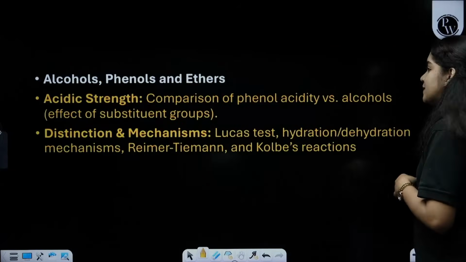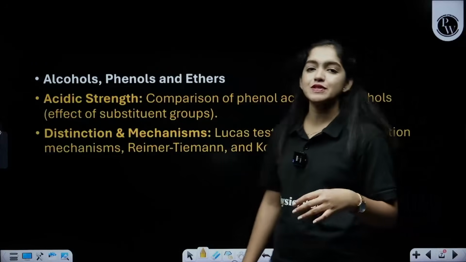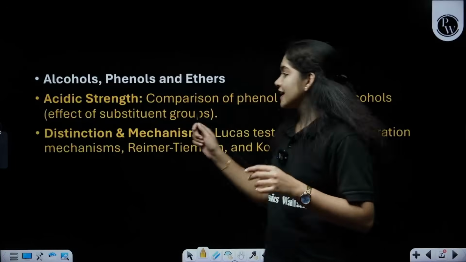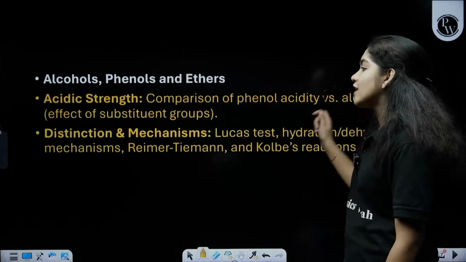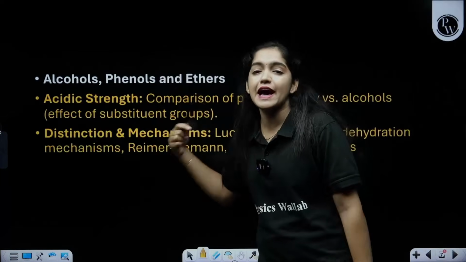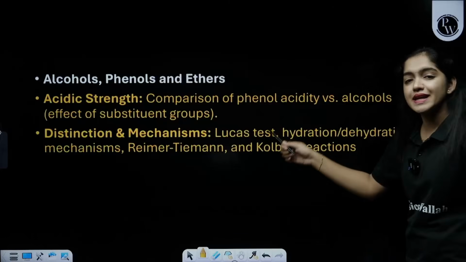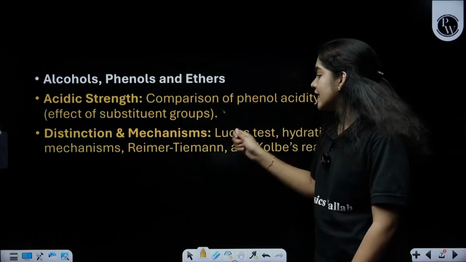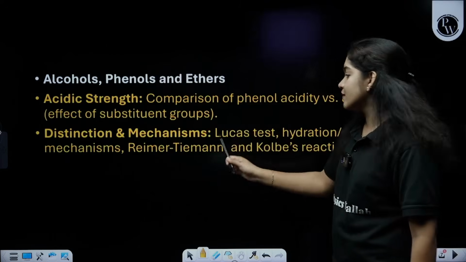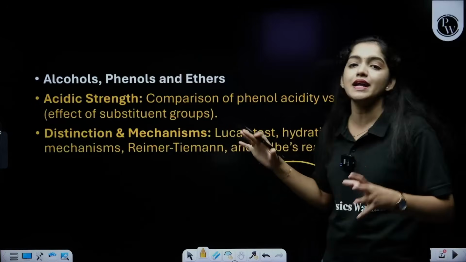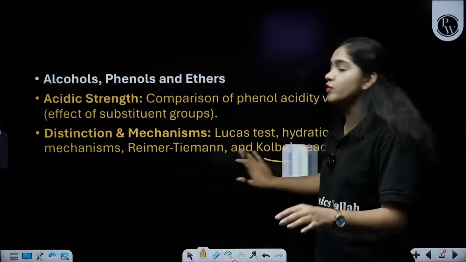The next chapter is alcohols, phenols and ethers, and from this chapter mainly the questions are asked from the acidic strength section: the comparison of phenol acidity versus alcohols and the effect of substituent groups are repeatedly asked for your boards. And the next one is distinction and mechanism. That means many naming reactions are also coming in this chapter, like Lucas test, hydration or dehydration mechanism, and Reimer-Tiemann and Kolbe's reaction are the main naming reactions asked from this chapter. So don't skip these naming reactions. That is very, very important for your boards, my dears.